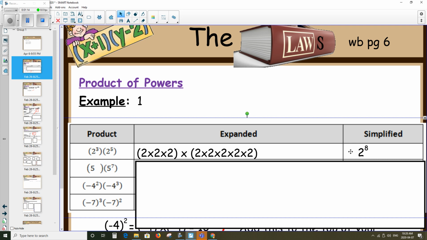8. Okay, so a simplified way of writing 2 to the power of 3 times 2 to the power of 5 would be 2 to the power of 8. Right, a quick way to get to the answer would be just to add the exponents. 3 plus 5 gives you 8.